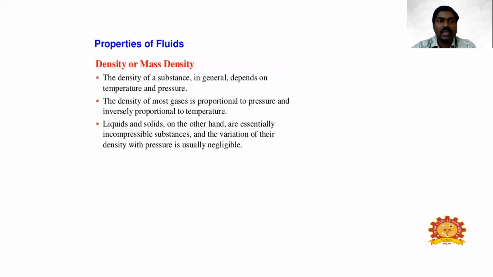So next is density or mass density. The density of a substance in general depends on temperature and pressure. The density of most gases is proportional to pressure and inversely proportional to temperature. Liquids and solids, on the other hand, are essentially incompressible substances, and the variation of density with pressure is usually negligible.